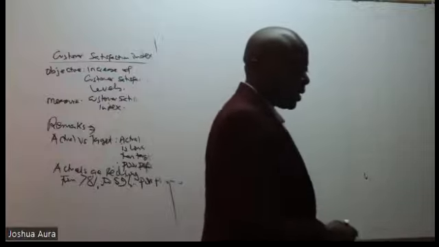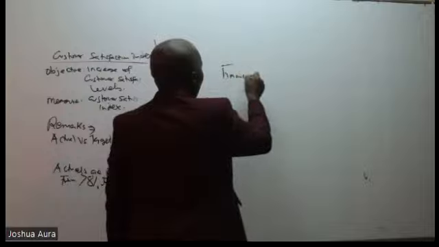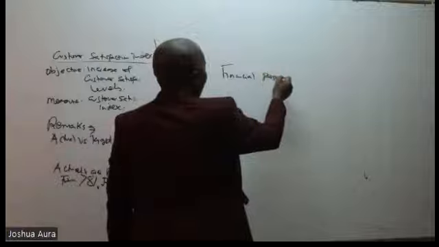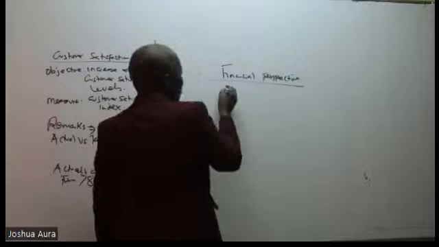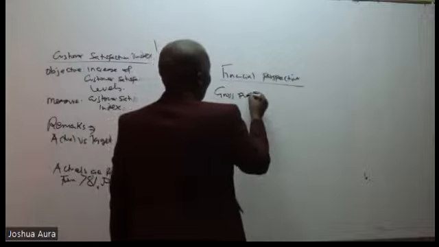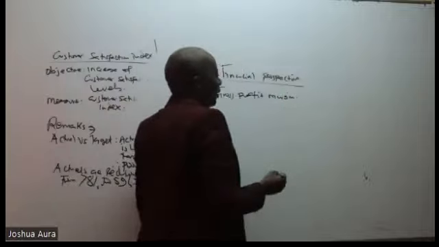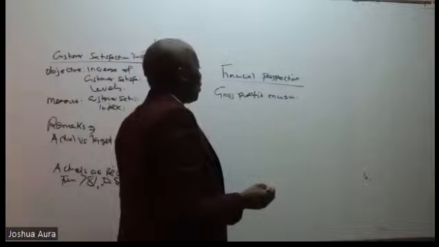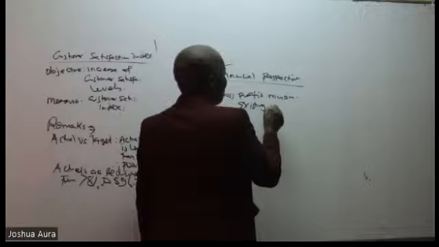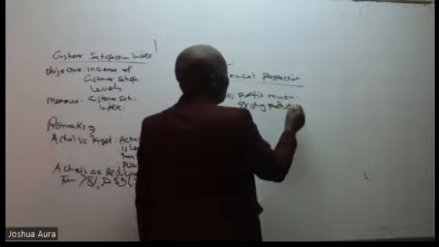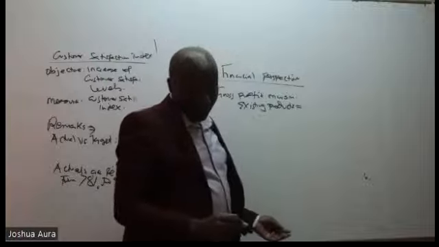So we have the financial perspective. Here we use the gross profit margin. I look at the gross profit of the existing products. How do we get a gross profit? You simply take the sales minus the production cost.